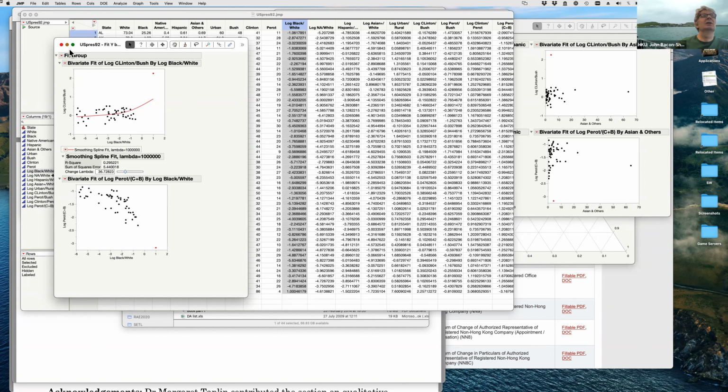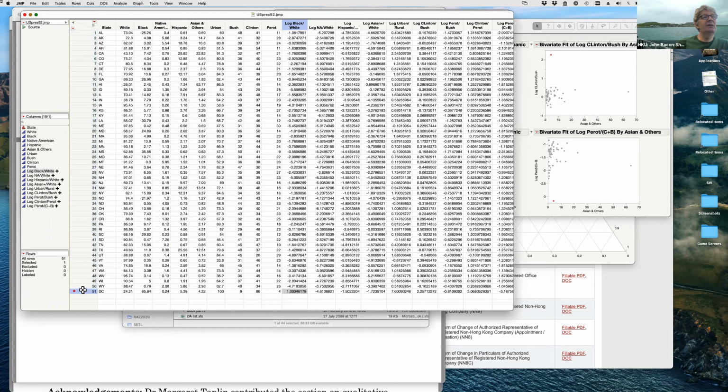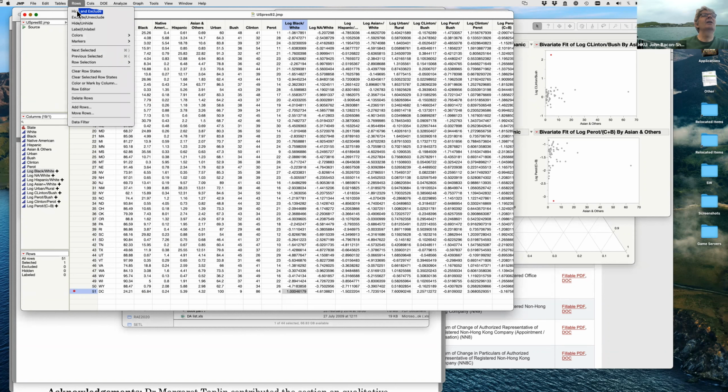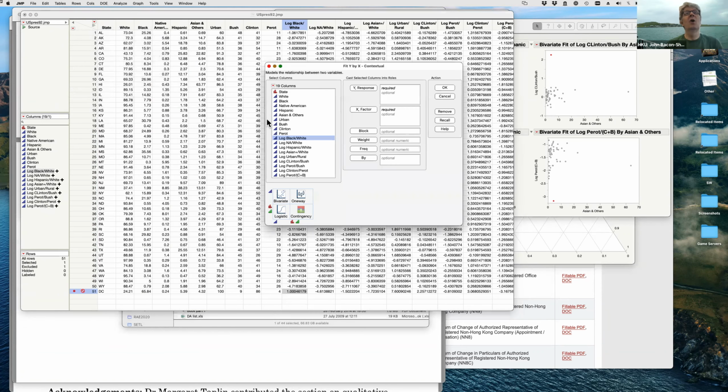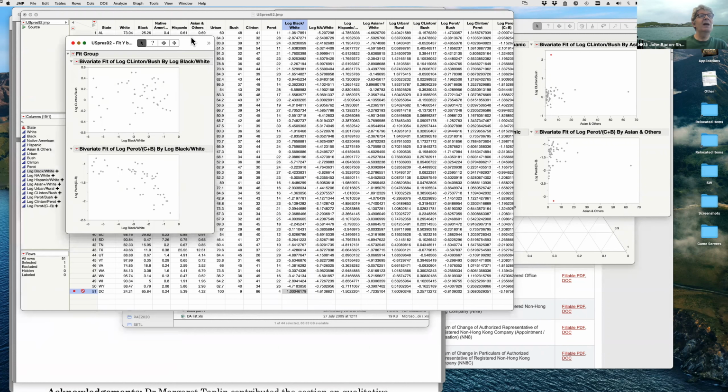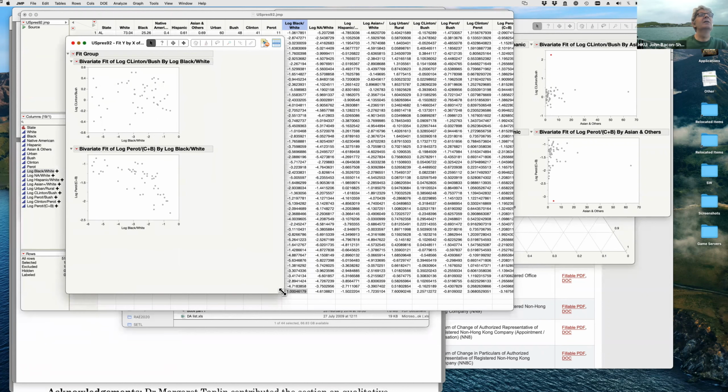Just to be sure that DC does not have too much influence, we can exclude DC. We'll click on that row. We're going to hide and exclude DC. Well, we won't hide it. We're just going to exclude DC for now. That means that in our analysis, it will not be calculated in. So let's now look at Clinton versus Bush and Perot versus the pair of them, log black versus white. Now we have excluded DC.